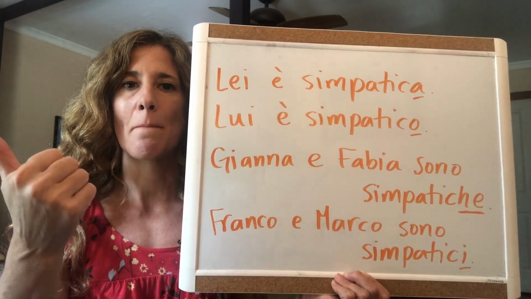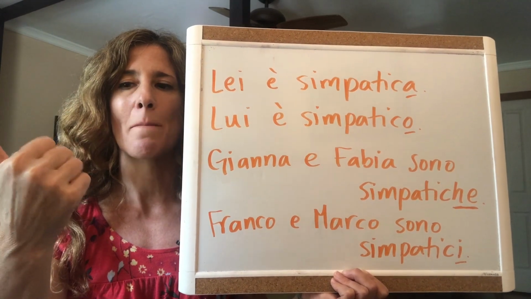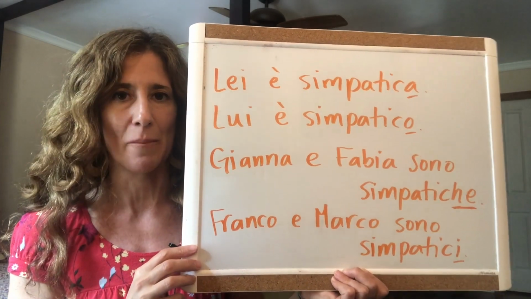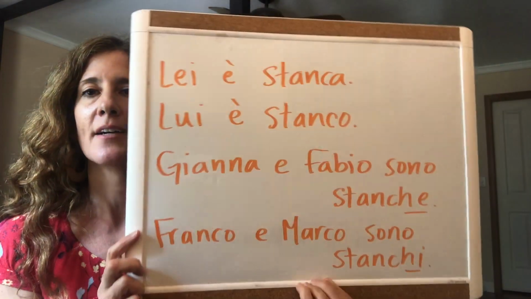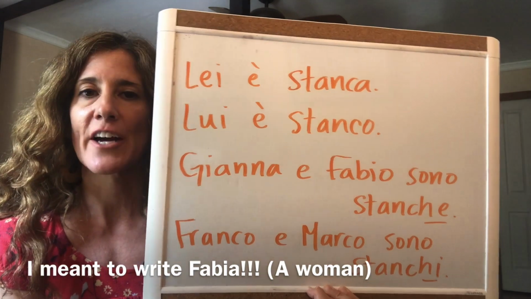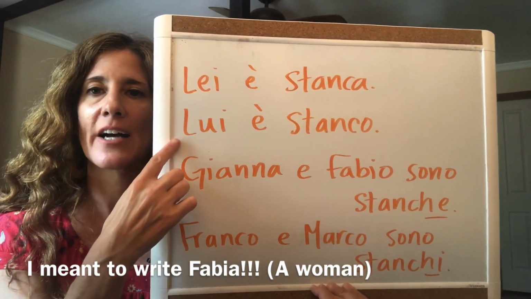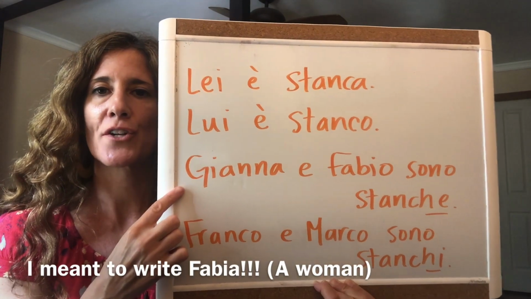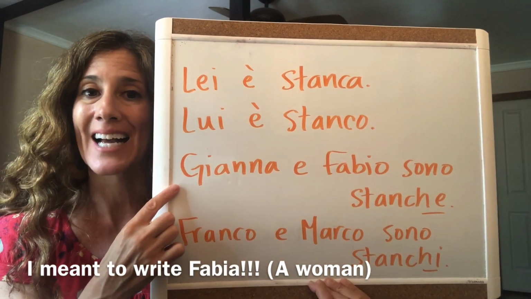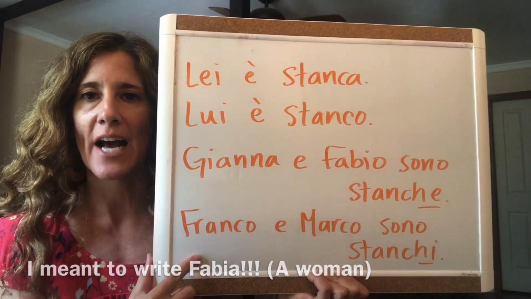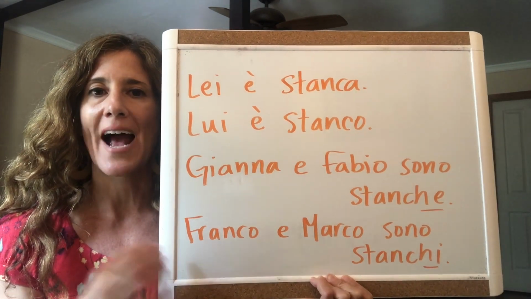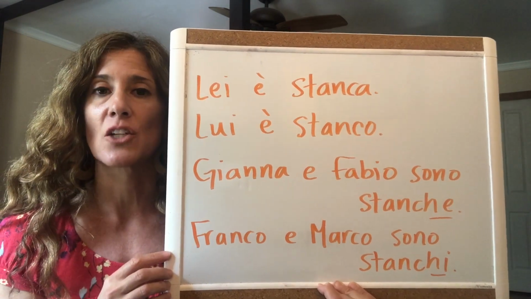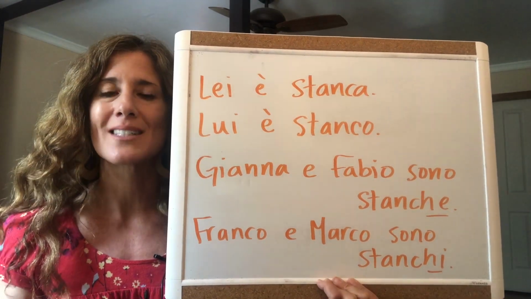And in that word simpatico, it's on simpatico, the third to the last syllable. Va bene? Let me show you one where you do add an H. Allora, l'aggettivo adesso è stanco, okay? So if we want to say she is tired, lei è stanca. He is tired, lui è stanco. Two girls that are tired, Gianna e Fabia sono stanche with the H. And then two guys that are tired, Franco e Marco sono stanchi, also with an H, because the accent now is not on the third to the last syllable, it's on the second to the last syllable, stanchi.